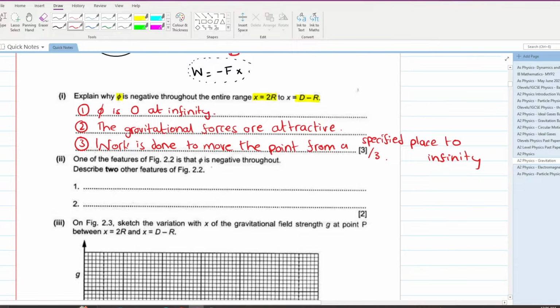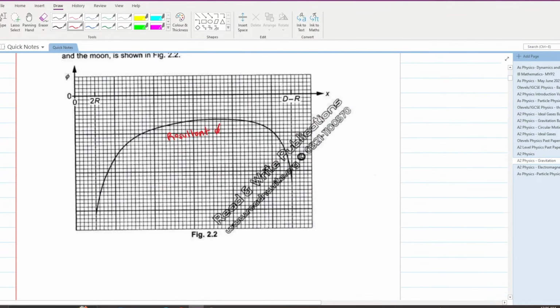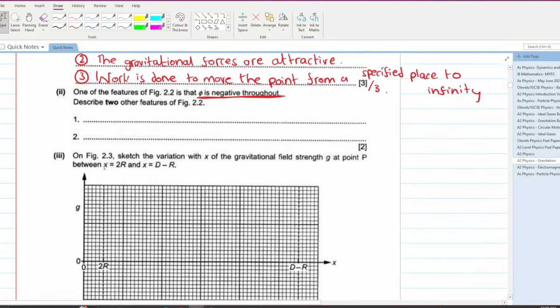One of the features of the graph is that phi is negative throughout. State two other features of figure 2.2. Can you see something? That the gravitational potential of the planet, let's say phi p, is more negative compared to the gravitational potential that I am drawing here for the moon. Yeah, here we have it. The gravitational potential for planet is more negative compared to the gravitational potential of moon.